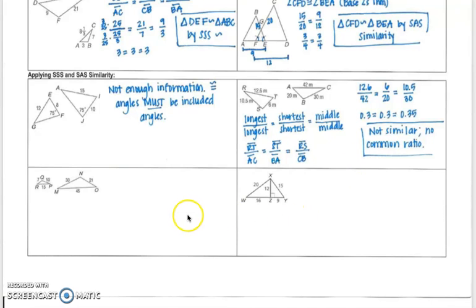Okay, I would recommend doing these 2 examples. I would redraw each of these triangles so that you can match up your corresponding sides to determine if they are similar by either side, side, side, or side angle side.